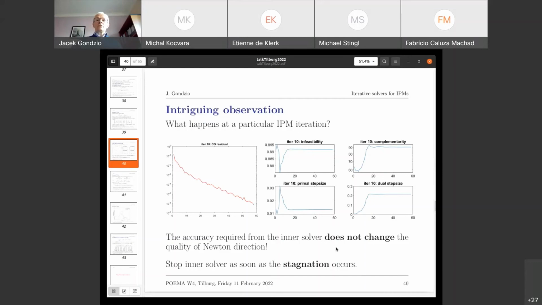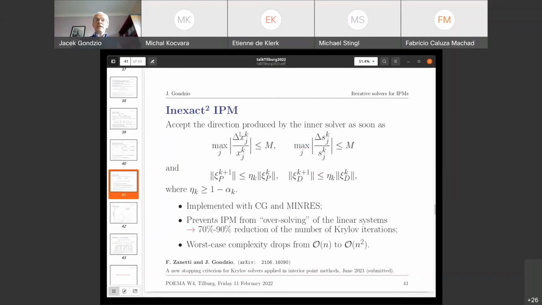So we designed a criteria which reflects this situation, and this criteria is given here. It checks how the Newton direction component-wise behaves in relation to the iteration in the primal space and in the dual space. And we also ask for infeasibility in the primal to be reduced by a certain amount, eta k, and infeasibility in the dual also to be reduced by a certain amount, eta k. And we implemented these conditions.